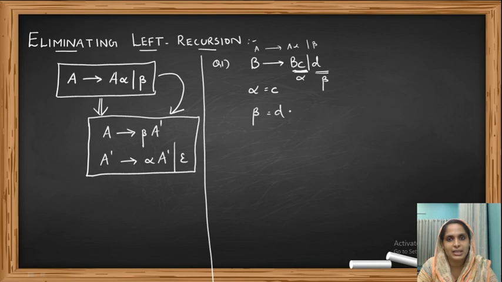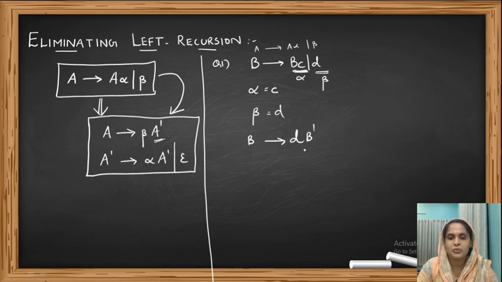So how can we eliminate the left recursion? In order to eliminate left recursion, we have to convert it to the form A produces beta A dash, right? But instead of A, here we have B. So B produces beta A dash. Beta here is small letter D, so instead of beta, you have to write D. And what comes next? A dash. Here instead of A, we have B, so we have to write B dash.